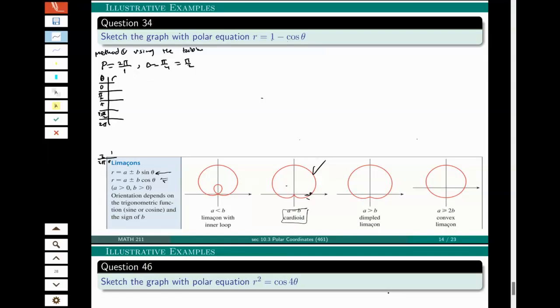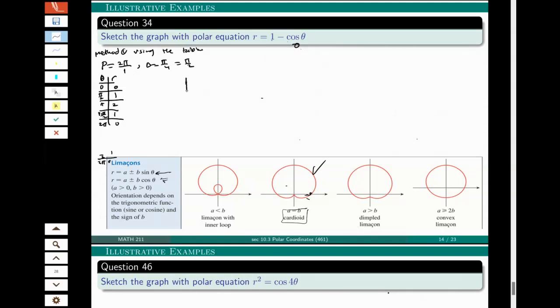If I put theta is 0, cosine 0 is 1, so 1 minus 1 will be 0. If I put pi over 2, cosine is 0, so that will be 1. If I put pi, it will be cosine pi is minus 1, so minus of minus 1, it's 1 plus 1, which is 2. At 3 pi over 2, it will be 0, so 0 plus 1. If it is 2 pi, it will be 1 minus 1, which is 0.